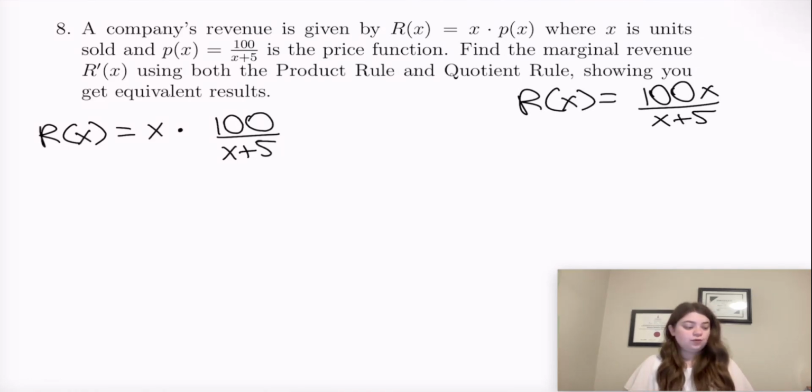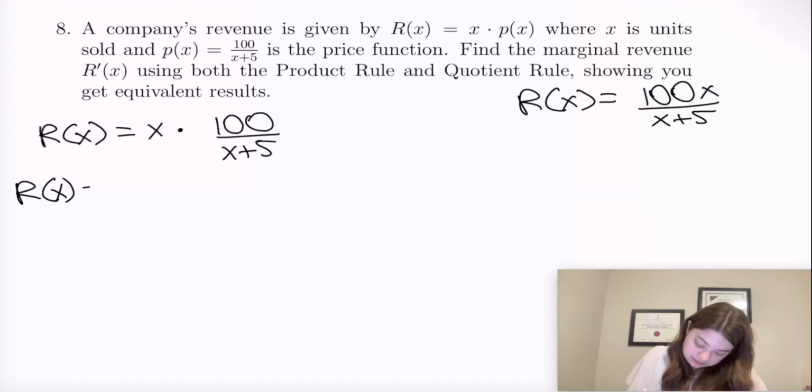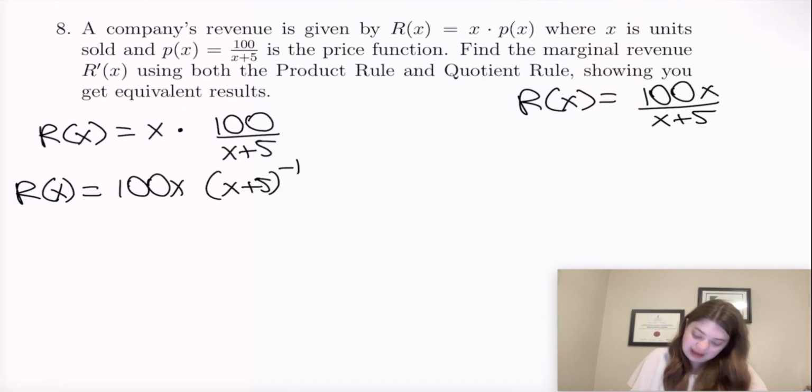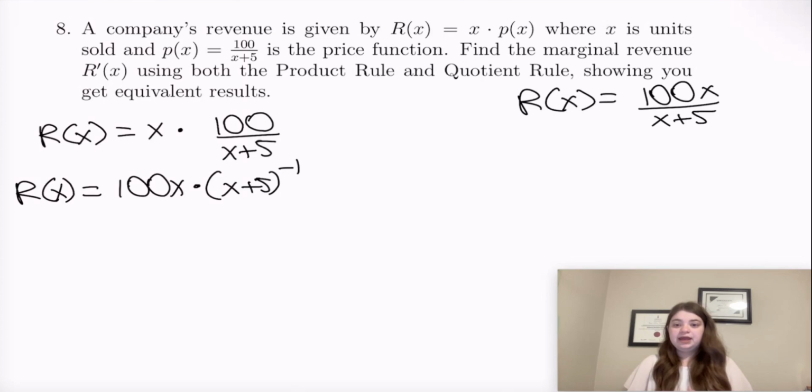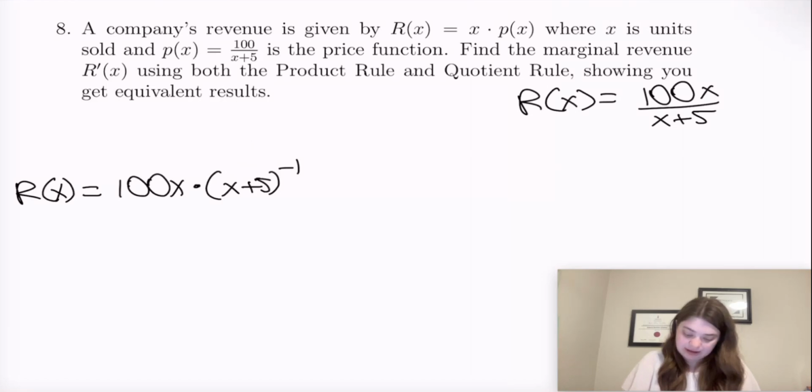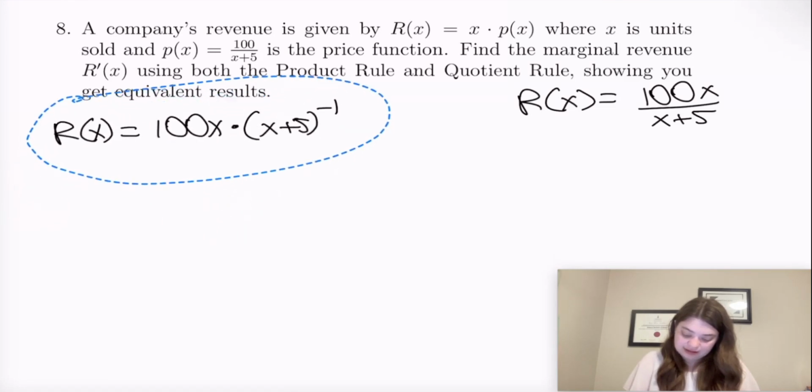And then for product rule, I'm going to say, well, this is the same as 100x times (x plus 5) to the power of negative 1, right? And so once again, I rewrote this in order to make it into a product rather than a quotient. And we're supposed to show that when we take the derivative, when we find that marginal revenue, by taking the derivative of the revenue function, that we will get the same results no matter what rule we use. Okay, well, as long as we use an actual valid rule, like product and quotient rule both are. Okay, so let's do that. Let's start with product rule.